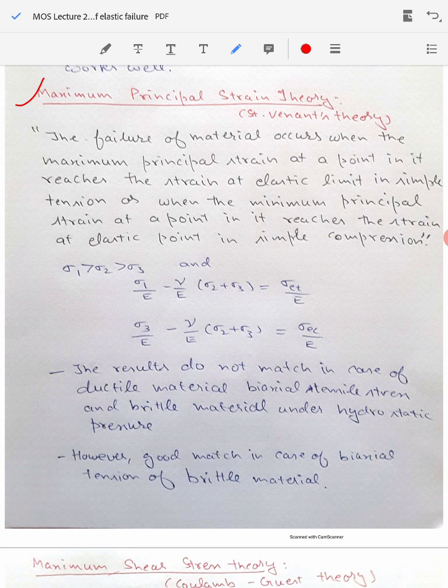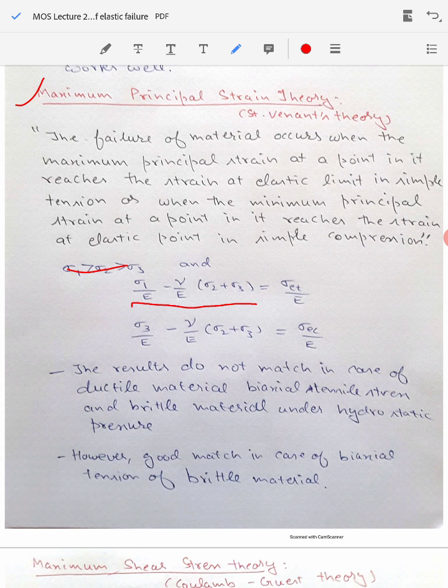So this particular theory is saying that if you calculate the principal strain for the complex system and you compare it with the elastic limit strain of the simple tensile test, then if it exceeds that value in the complex system, the component will fail. So that is what it is saying. In case you have sigma 1 greater than sigma 2 greater than sigma 3, as we discussed here, the formula for the strain will be sigma 1 by E minus mu by E into (sigma 2 plus sigma 3). So that is the value of principal strain in one direction.